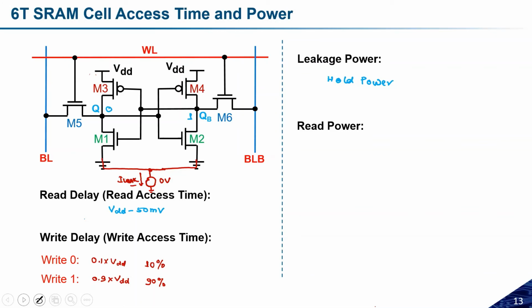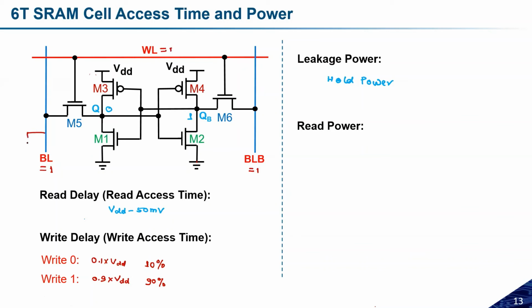If I am doing some read operation on the memory, definitely there will be some current flow. Okay, so what current will flow? Let us try to see here. Let us assume BL is equal to 1. Because I am reading the data, BL will be 1, BLB will also be 1. And let us assume I have 0 stored at Q and 1 stored at QB, and WL is equal to 1.